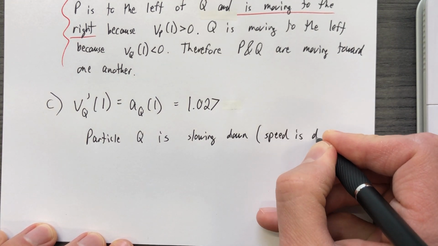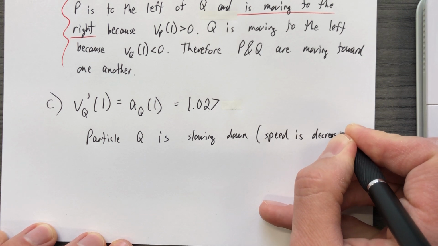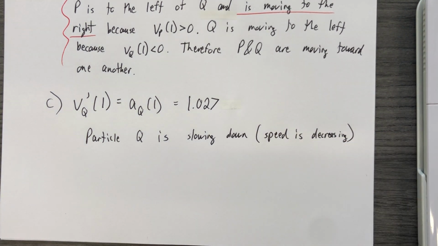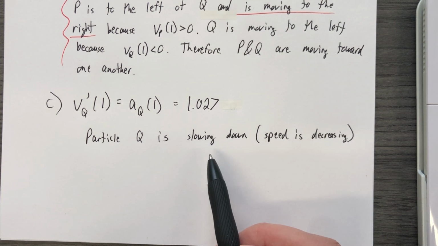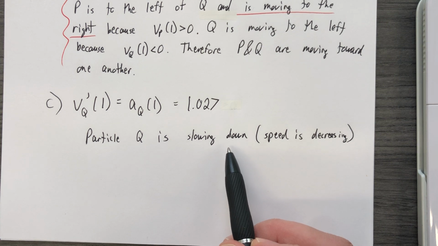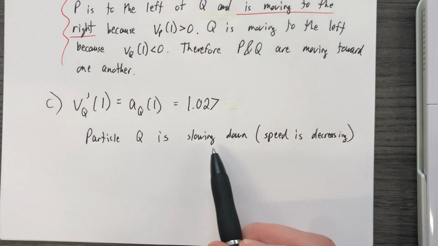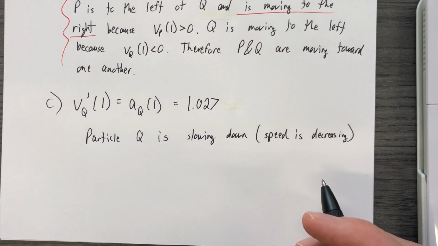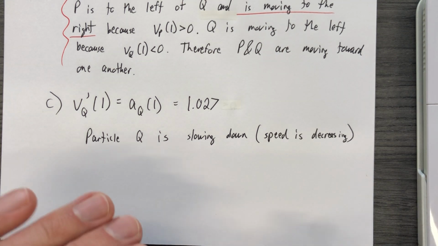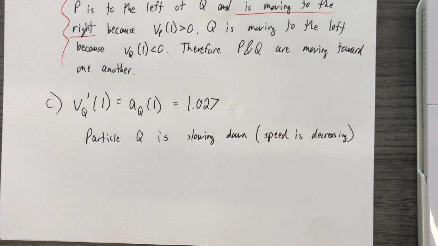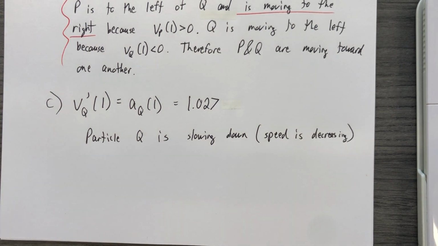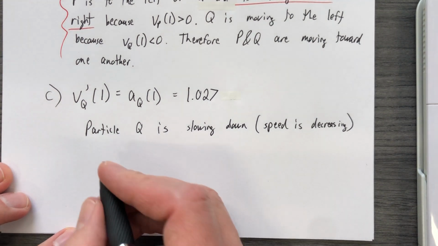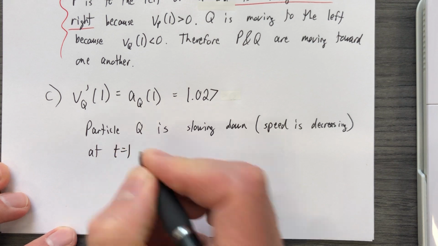Speed is decreasing. Because we can run into situations where we use some grammatically correct phrase that really misses the mathematical point. Slowing down means the speed is decreasing, but in other contexts, other substitutions for phrases may not work. So I want to get in the habit of saying what they said. Speed is decreasing. Just a good habit to have. Speed is decreasing at t equals 1. How do you know?